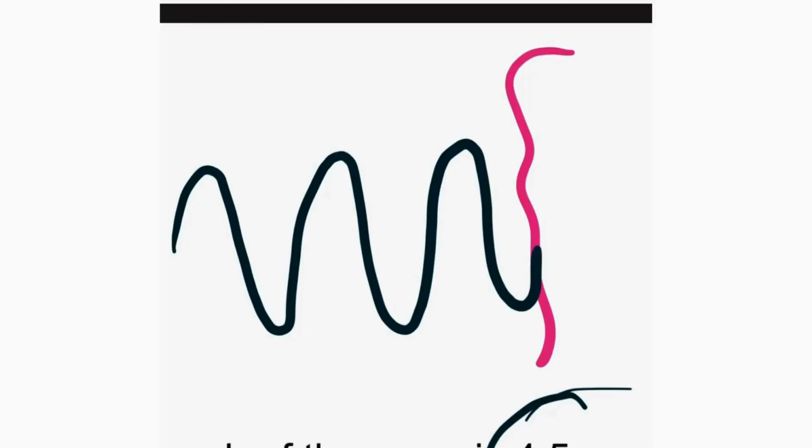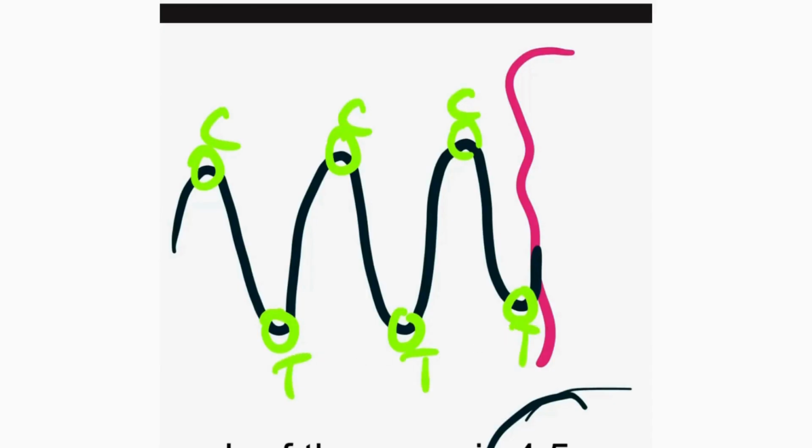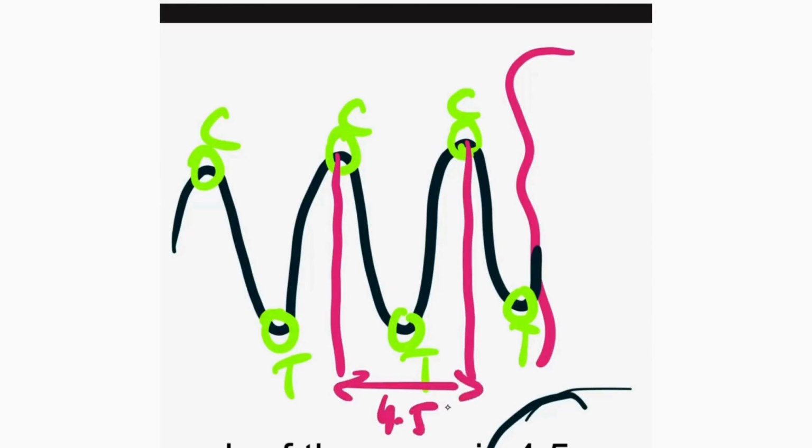okay, and the crests are supposed to be these points, 1, 2, 3, and troughs are these points. These are crests, these are troughs. We are not interested in troughs, we are only interested in crests right now. So crests are hitting every 6 seconds, and the distance between adjacent crests is 4.5 meters, and that is the wavelength lambda for this wave.